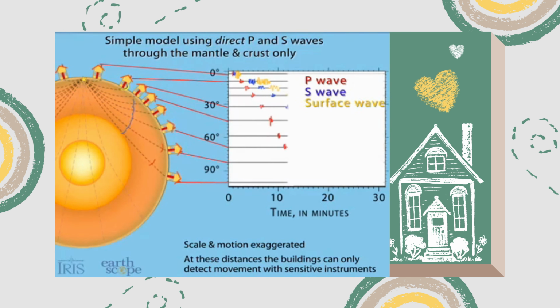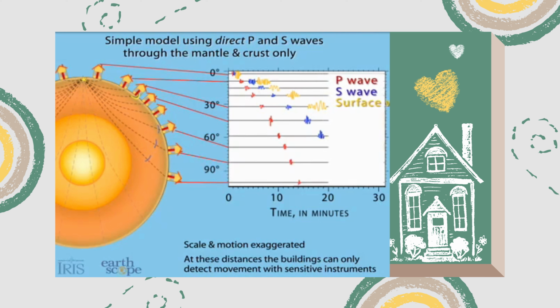The seismograms record the arrivals of the compressional P, the shearing S, and the rolling surface waves. Seismic waves travel at different rates, so the farther a seismic station is from an earthquake, the farther apart the P, S, and surface wave arrival times are. Here we show only the direct P and S wave paths through the mantle and crust.